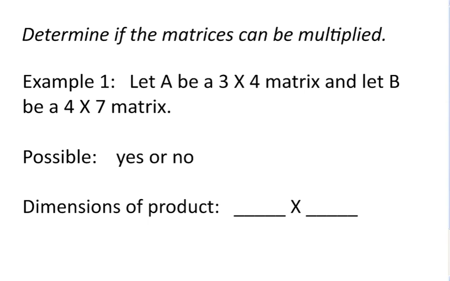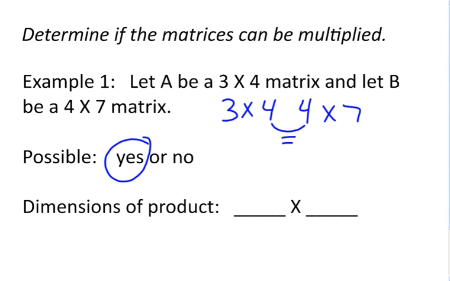So let's look at example 1. We have a 3 by 4 matrix and a 4 by 7. So 3 by 4 and a 4 by 7. The two middle numbers are equal, so yes, we can multiply them. The dimensions of the product is the first by the last: 3 by 7.